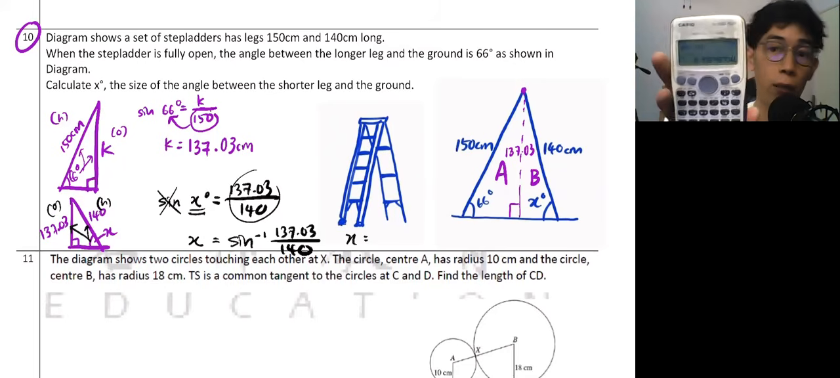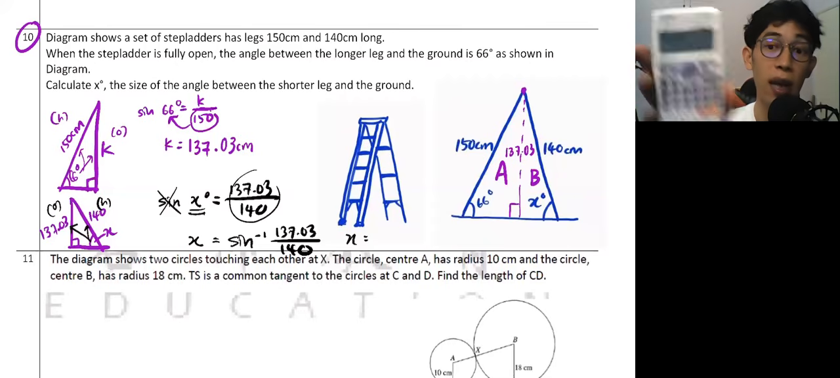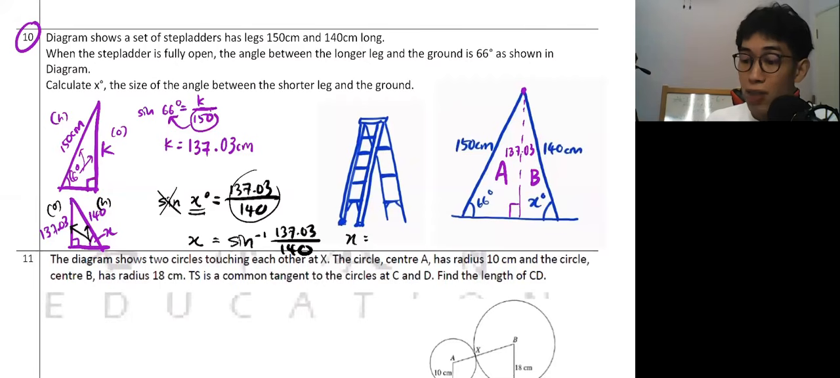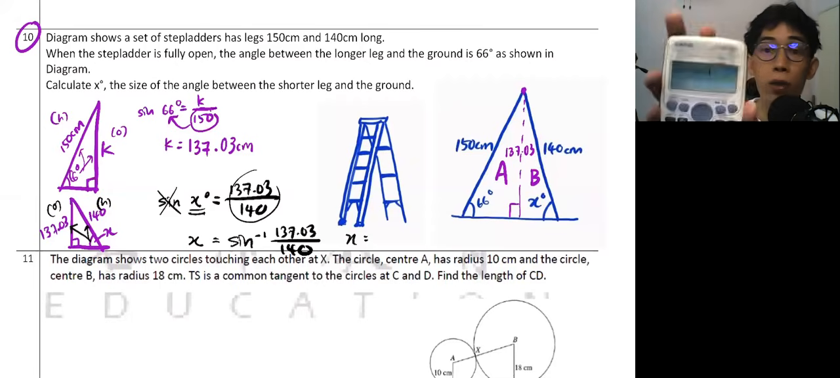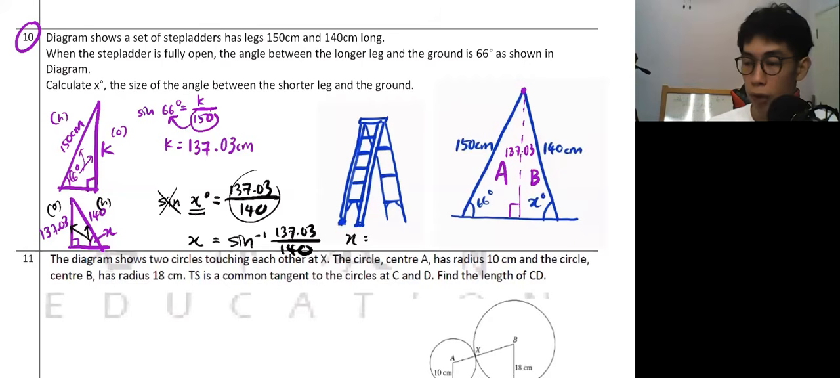Everyone, see this? Just now I pressed the longest decimal point divided by 140 already. I get this answer, and now I press shift sine answer. I use the answer just now, the longest one. Then I press equal. Then my answer comes out already, 78.18 degrees.